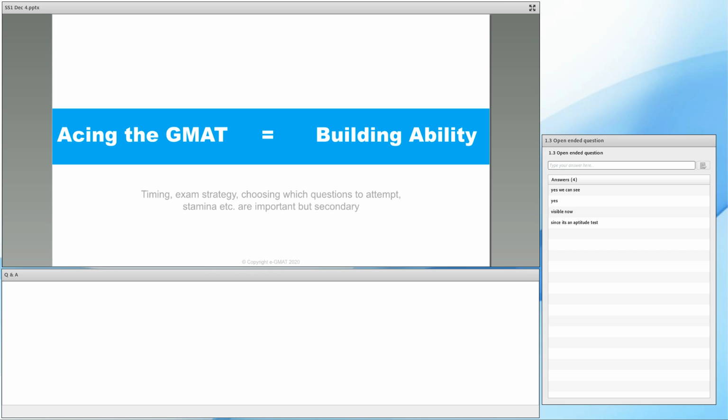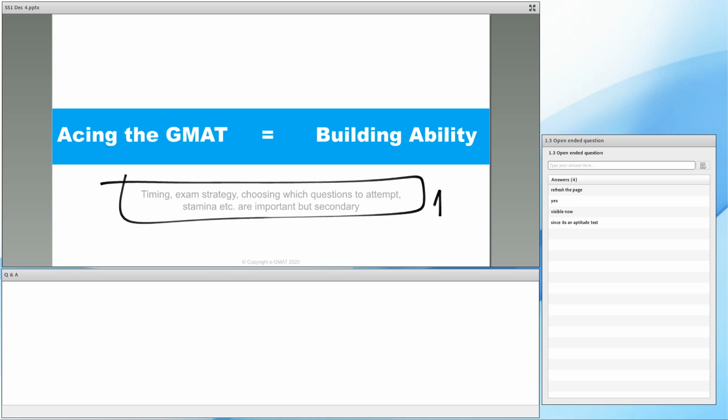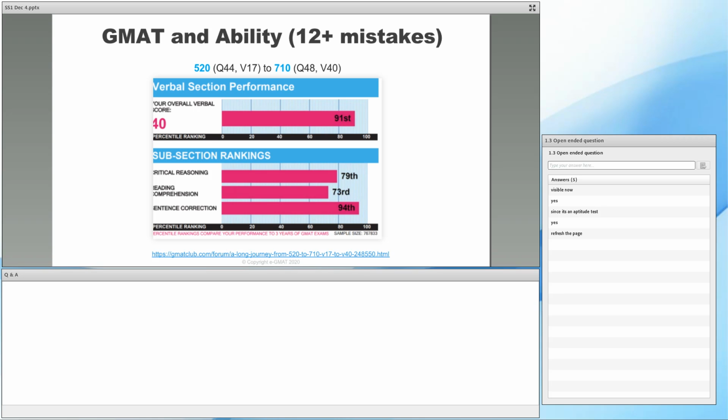As others can see. So again, remember this takeaway: acing the GMAT is about building ability. All of these other things are about 10%. The other 90% is about building ability. Here is some data of a student who went from a V17 to a V40 and a Q44 to a Q48. The first thing you see is his ability scores that helped him get to a V40, which is his 91st percentile overall. The reason why I have this is you can download this ESR.